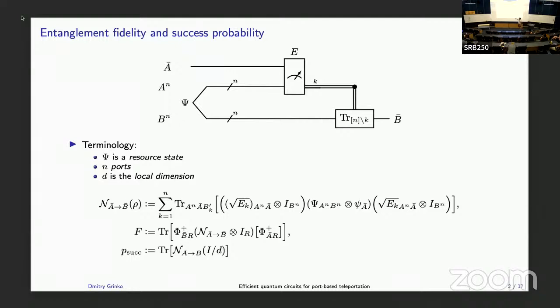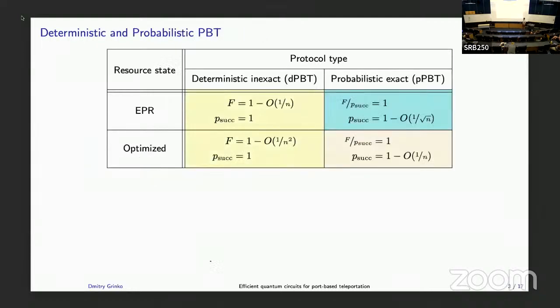These two quantities give rise to two main types of port-based teleportation, as Adam explained already. We have deterministic and exact, which is sometimes just called simply deterministic PBT, or probabilistic exact, which is just called probabilistic PBT, PPBT. And as Adam said before, we can choose different resource states. The most natural choice is n copies of EPR pairs, or some complicated optimized state. This is exactly the same table which you have seen already from the previous talk.